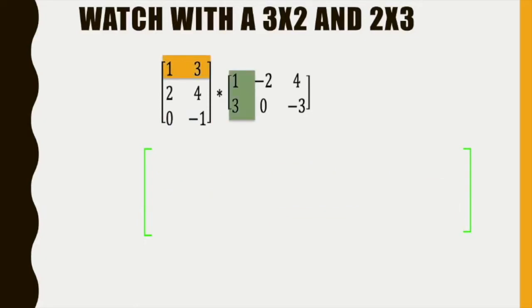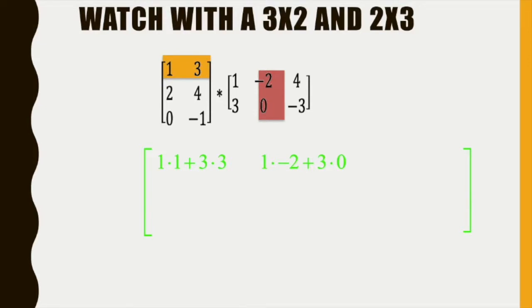Here we go. We're going to take that 1 times 1 and 1 times 3. We'll add them together. Now we'll scoot over. This piece will scoot over to the next. We're going to take our 1 times the -2 and add it to the 3 times 0. The nice thing is the 3 times 0 just goes away.